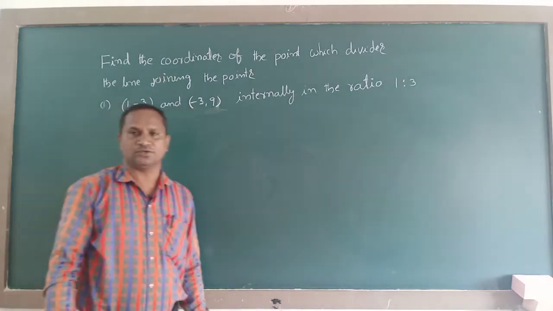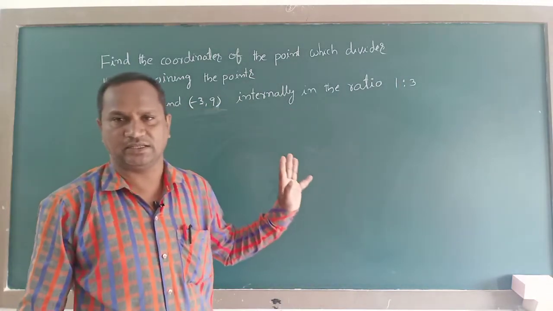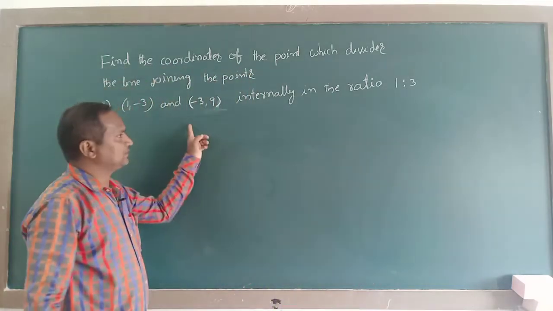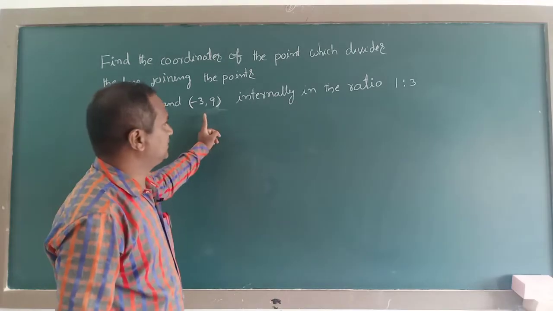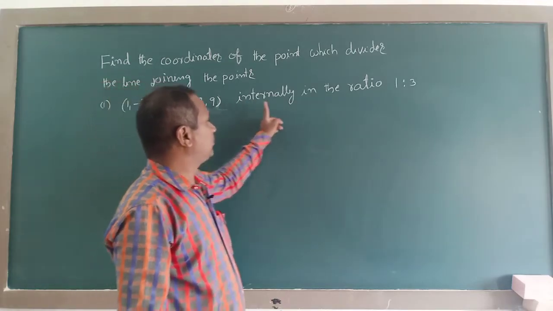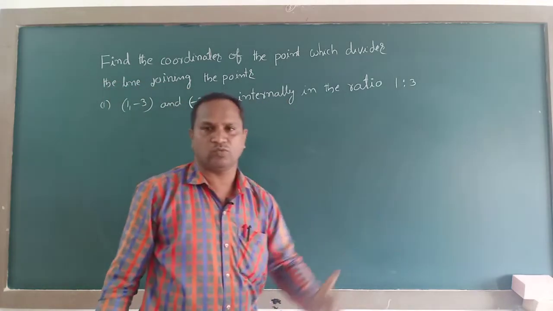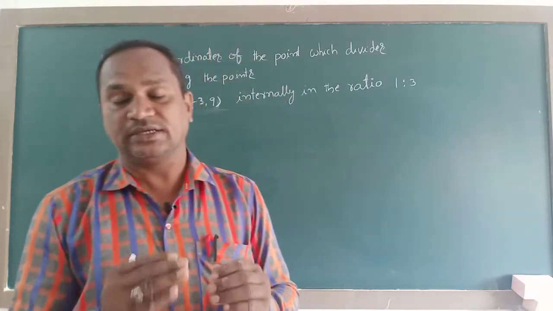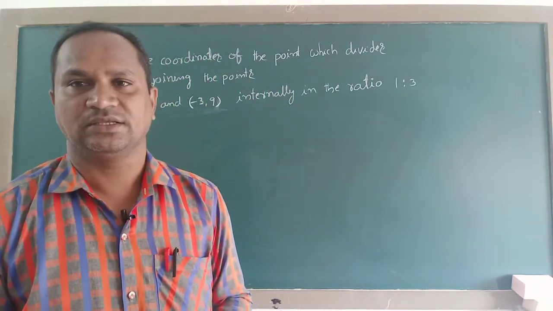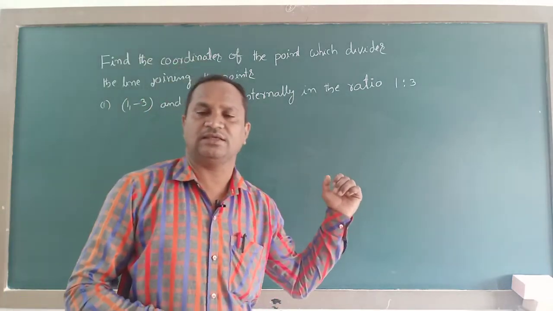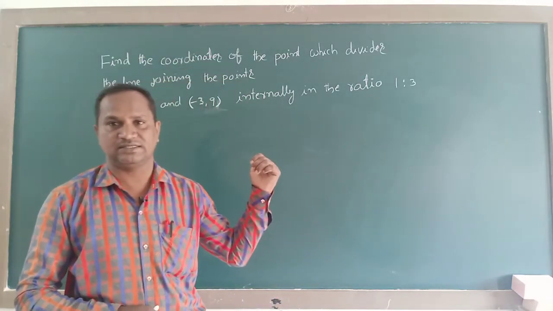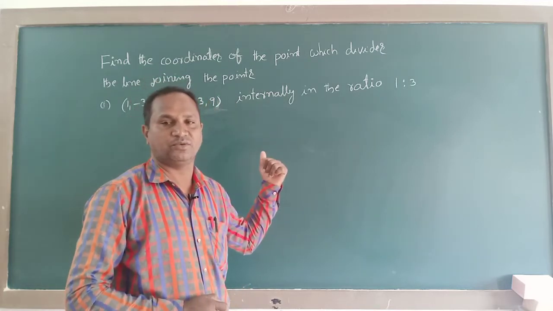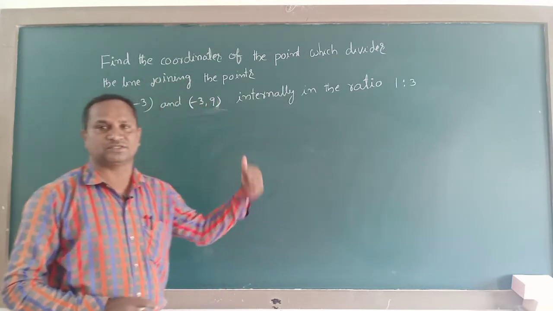Here they are asking a question in the case of internal division. A line segment joining 2 points is given, and it is divided by 1 point internally in the ratio 1:3. They are asking for the coordinates of the internal division point. By showing it diagrammatically, we can easily understand the problem. Now let us give the solution for this question.